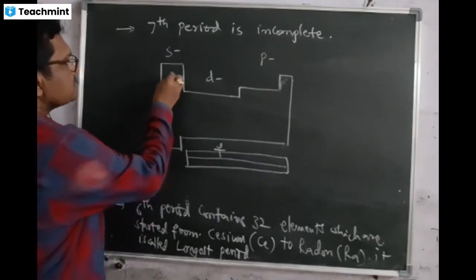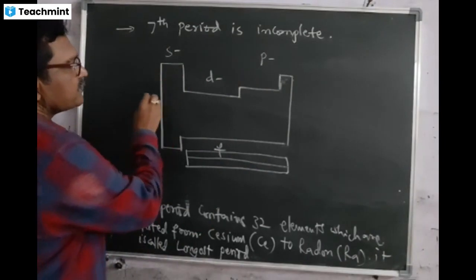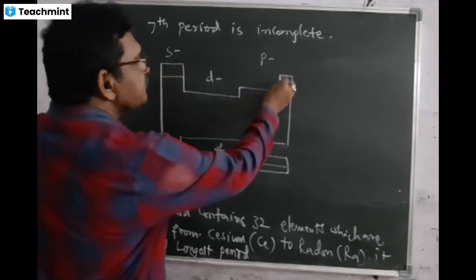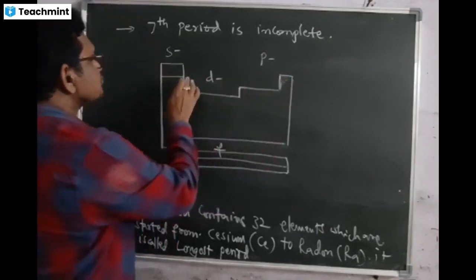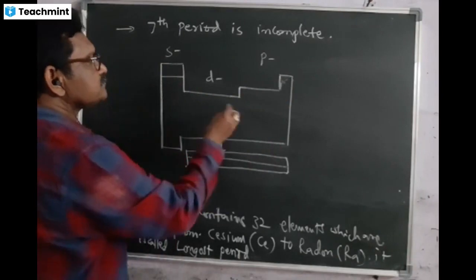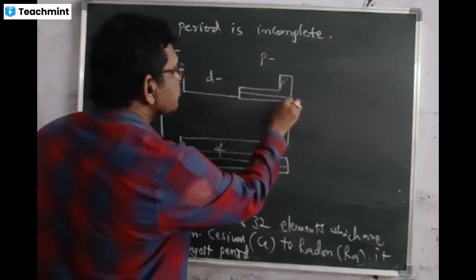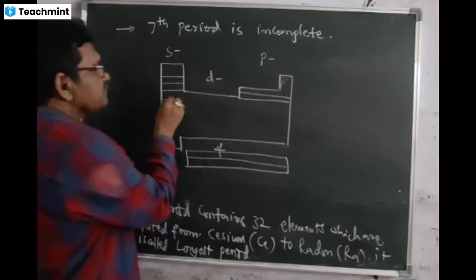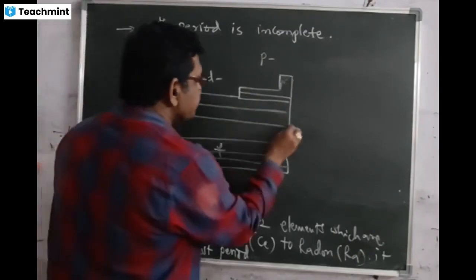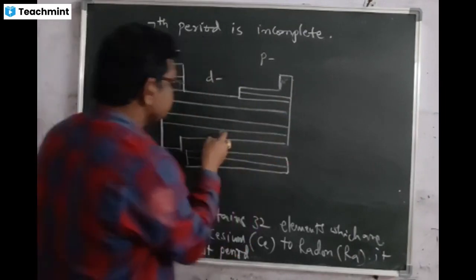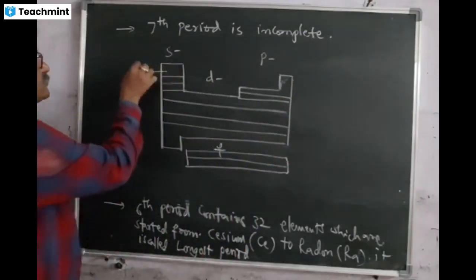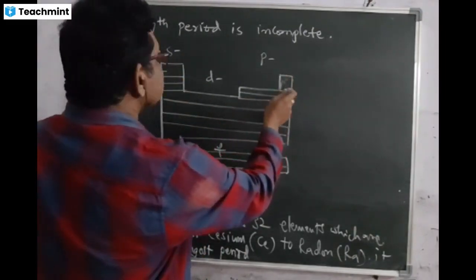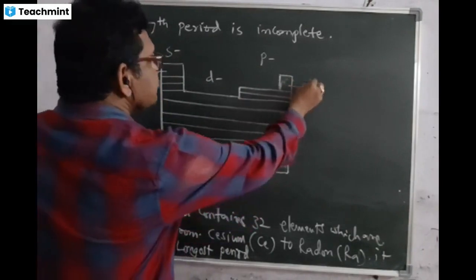Look here, the horizontal rows. What I am telling here, horizontal rows. See, first period. This is second period, this is third period. Then fourth period, fifth period, sixth period. This is first period, horizontal row. So this is first period.